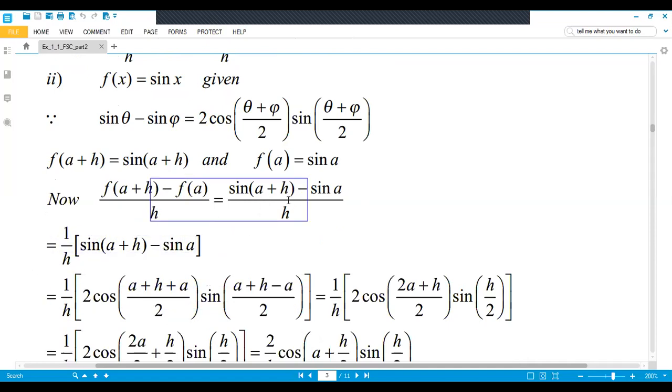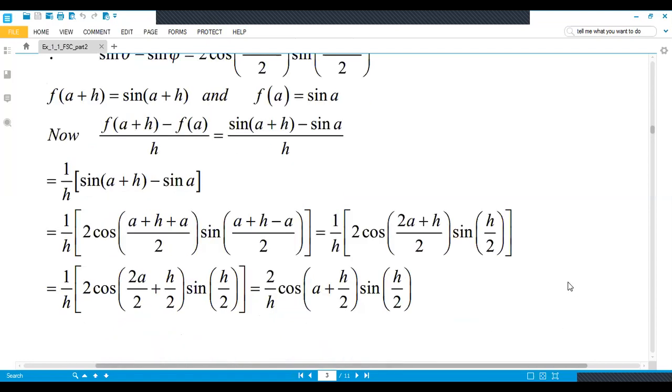1 over h, we write it at the side, and sine(a+h) minus sine a. So the same formula: 2 cos alpha, where alpha is (a+h+a) divided by 2, and then sine (a+h-a) divided by 2. You simplify it: 1 over h as it is, 2 cos as it is, a plus a is 2a plus h, and a minus a is 0, so h over 2. This we get. So this is the required form.